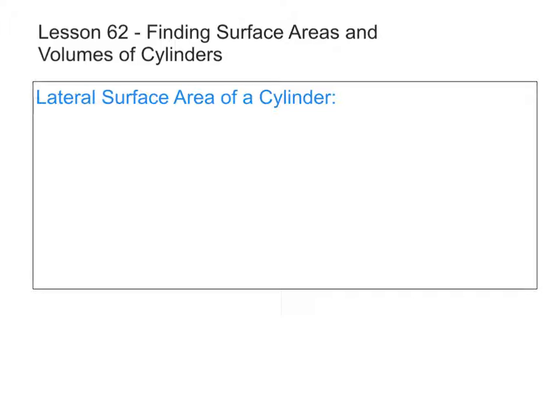Understand when we find this, we are not concerned about the base. What I tell my 8th graders is that when we do the lateral surface area, we're painting the sides of a garage. We're not concerned about the base or the concrete. We're not going to paint the roof. The only thing that we're going to be painting is the sides. So when you hear lateral surface area, just know we are excluding the bases.